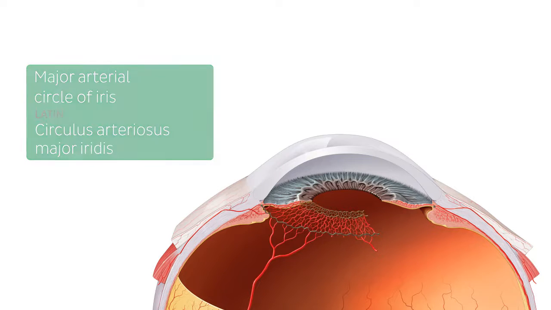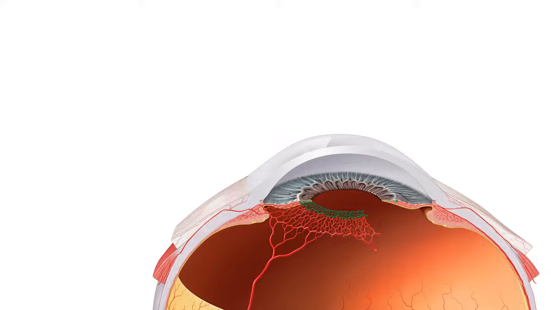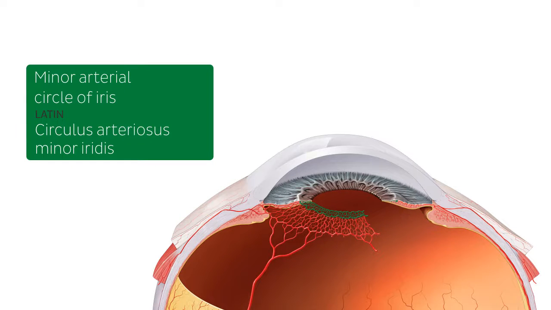The other arterial circle formed by the long posterior ciliary arteries is the minor arterial circle of the iris, or the circulus arteriosus minor. In contrast to the major arterial circle, this is an incomplete circle that runs around the pupillary margin. We can see part of this structure highlighted in green.